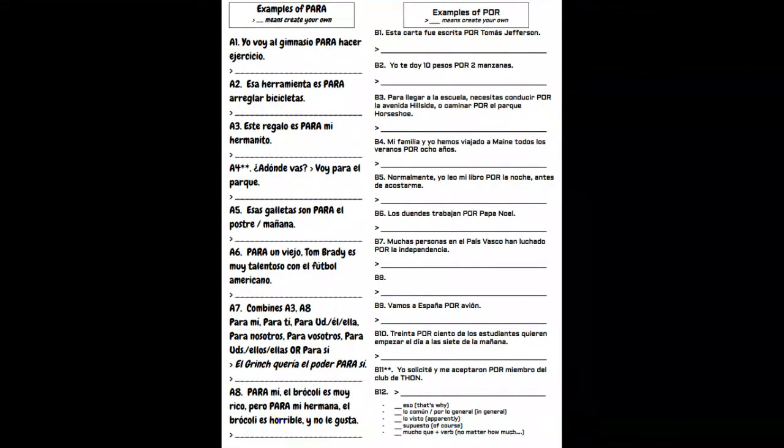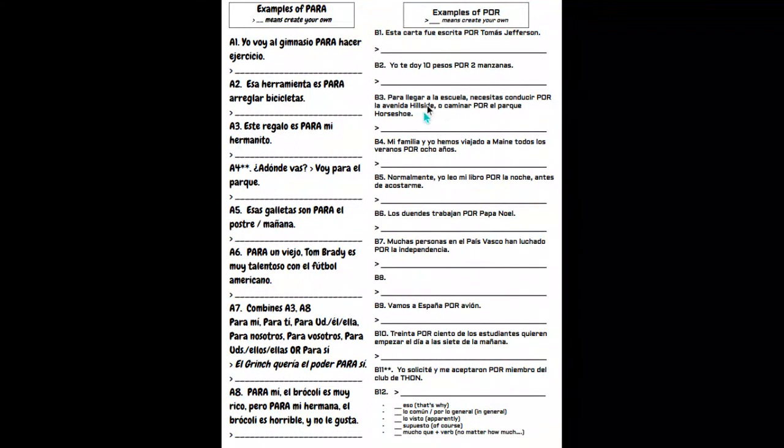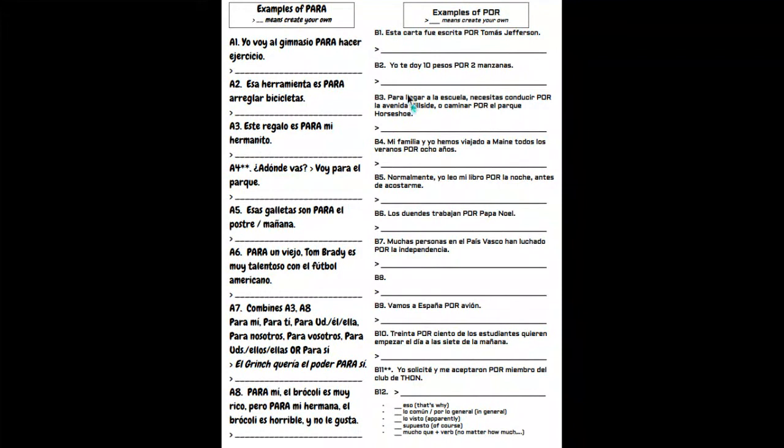para llegar a la escuela, notice I use para for a purpose, para llegar. So in order to arrive at school, necesitas conducir por la avenida Hillside o caminar por el Parque Horseshoe. You need to drive along Hillside Ave or walk through Horseshoe Park. Two different meanings, but the same idea of passage along or through a road or some trail or a highway or something that gets you to the new location.